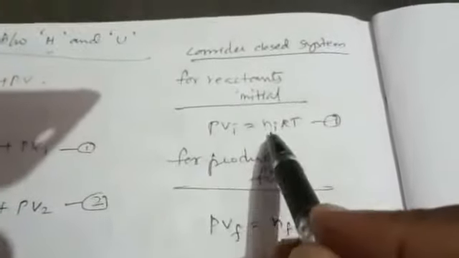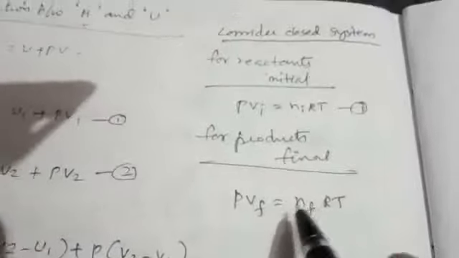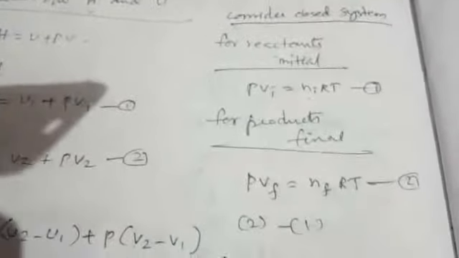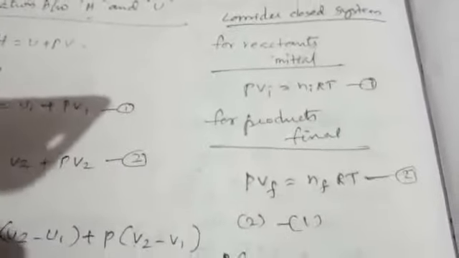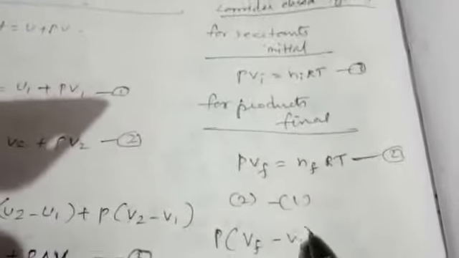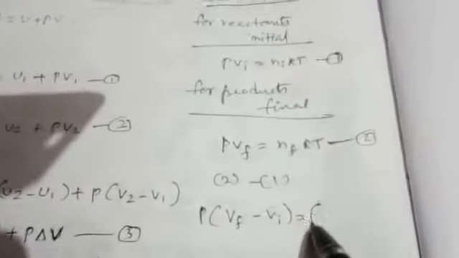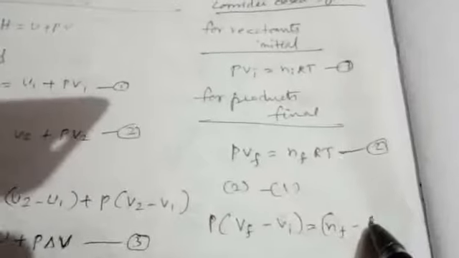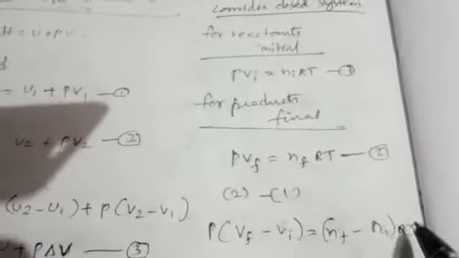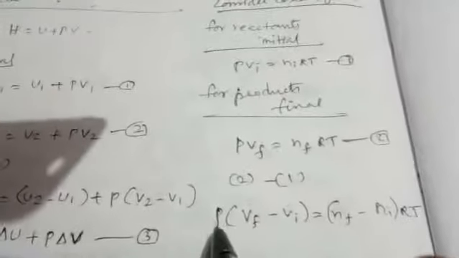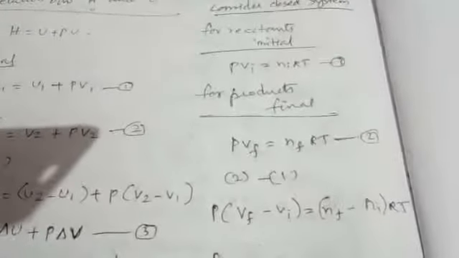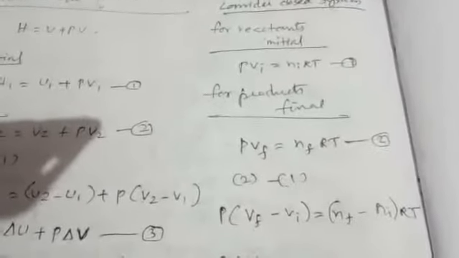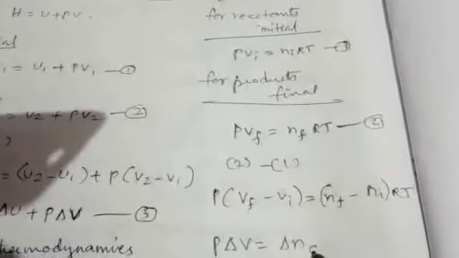PV equal to nRT. I means initial state, F means final state. Equation 2 subtract equation 1: P(V final minus V initial) equal to (n final minus n initial) RT. So P(V final minus V initial) means P delta V equals delta n_g RT. Equation 3.